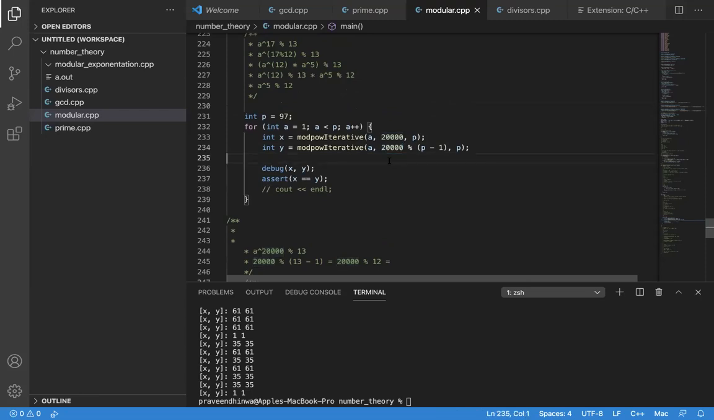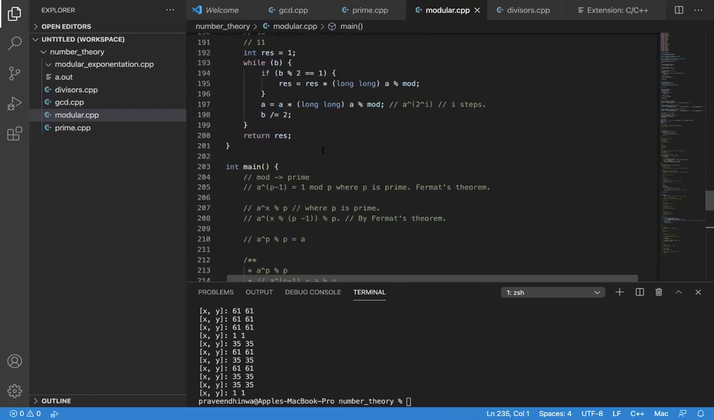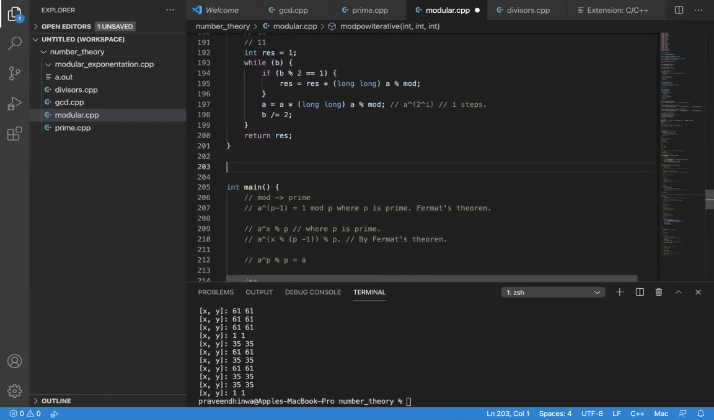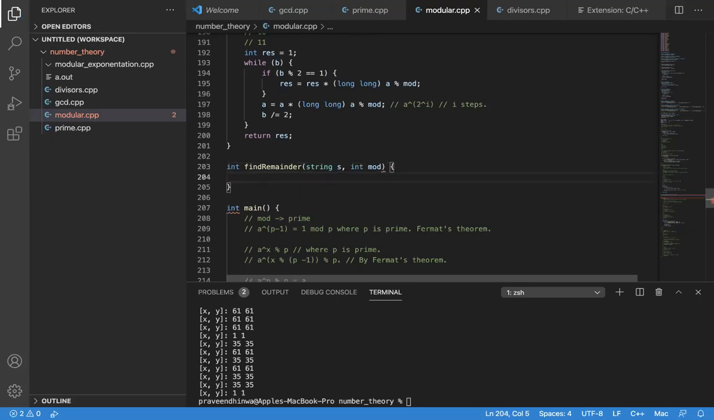One more thing like this: suppose someone asks you int find remainder, and your number is given to you as a string, let's say, because the number is very large so it cannot fit in the int data type. And you want to find its modulo, percent mod. So how do you do that?